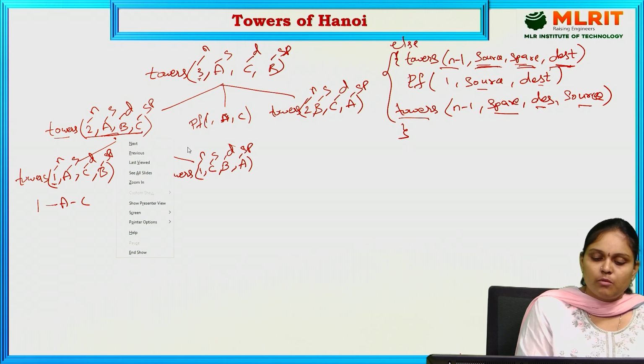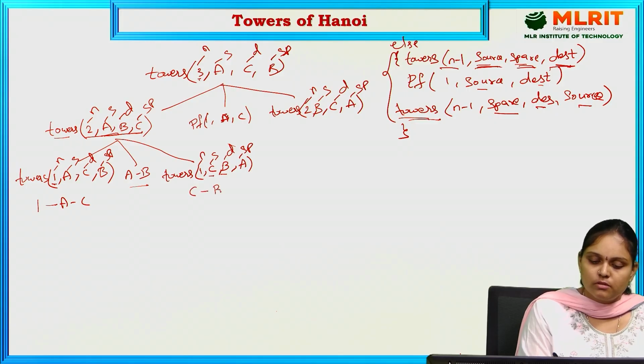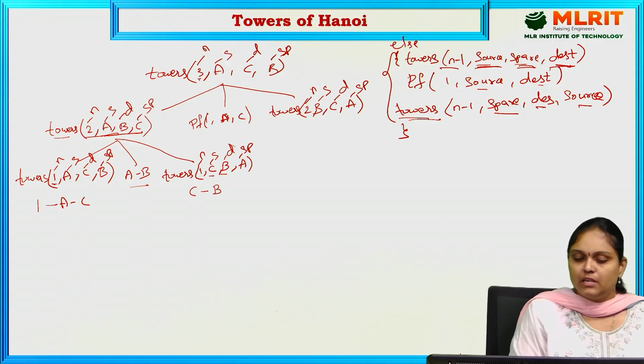And again it will come over to the next last line, that is towers. So now here n is equal to num is equal to 1. So if num is equal to 1, then we are moving from source to the destination. Here source is equal to C and the destination is equal to B.